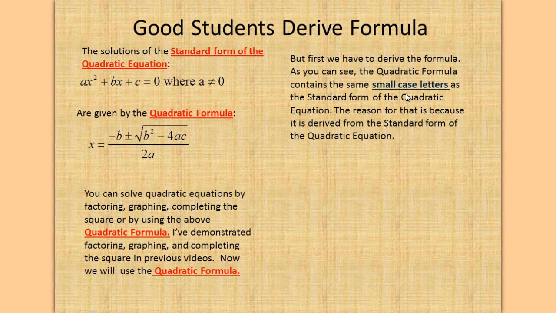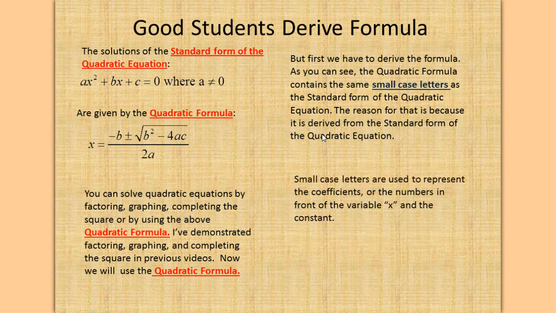As you can see, the quadratic formula contains the same small case letters as the standard form of the quadratic equation. The reason for that is because it is derived from the standard form of the quadratic equation. Small letters are used to represent the coefficients, or the numbers in front of the variable x, and the constant c. Let's derive the formula.